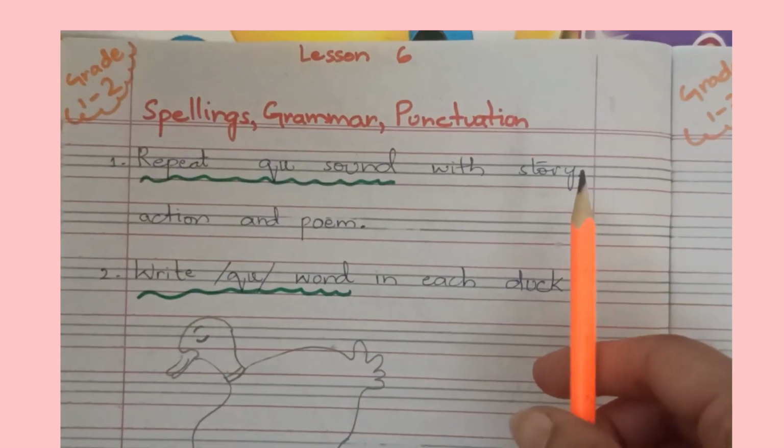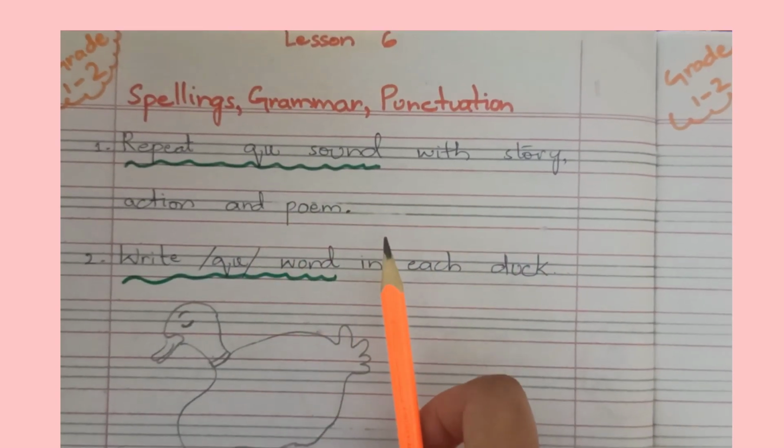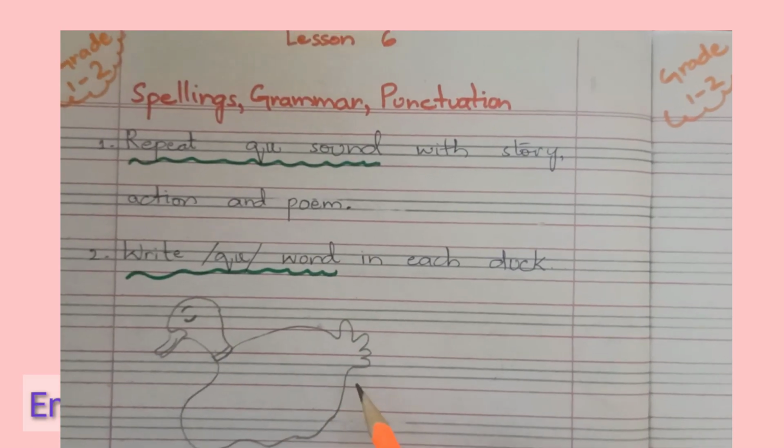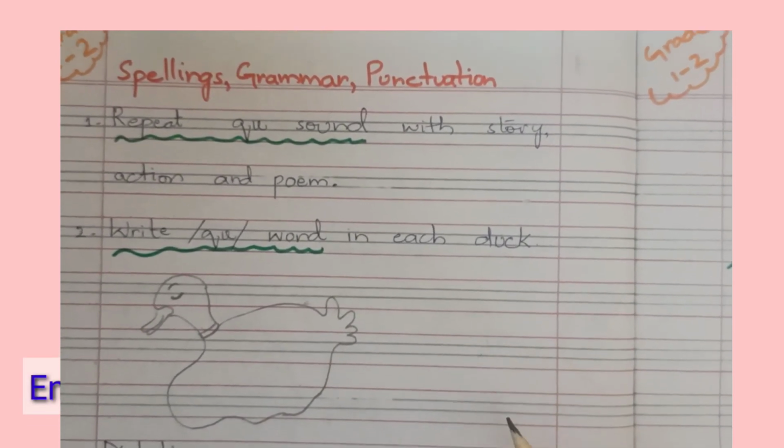Lesson number 6 is repeat sound with story, action and poem. Ask your child or student to write a word in each duck. Try to make at least 4 to 6 ducks.